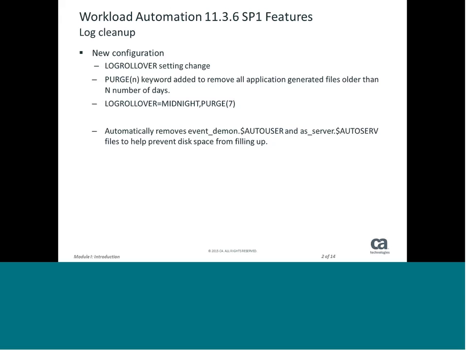The idea here is to self-clean the AutoSys logs for the AS server and also the event daemon. So basically, it's an update to the log rollover setting in the config file, and after the time that you put in there, put a comma, and then the word purge, and then the number of days that you want to keep on your system. And at midnight, whenever it does the log rollover, it'll automatically purge anything older than whatever you have set in there.